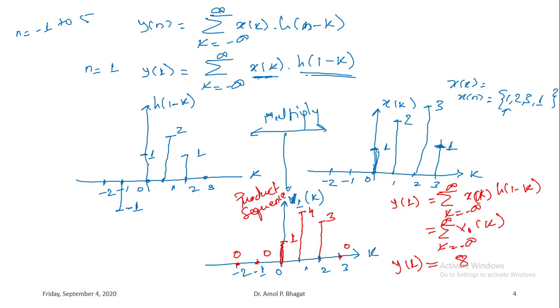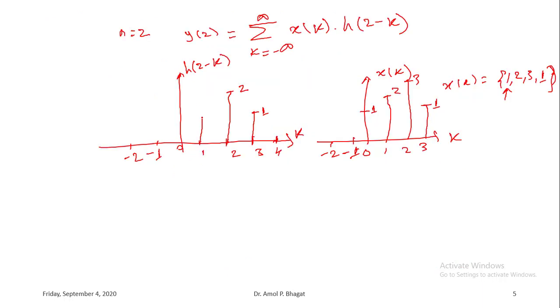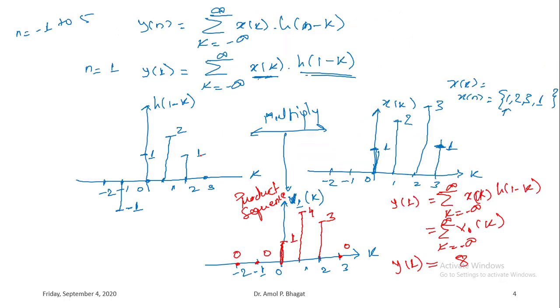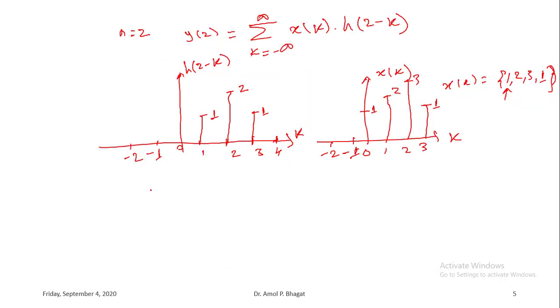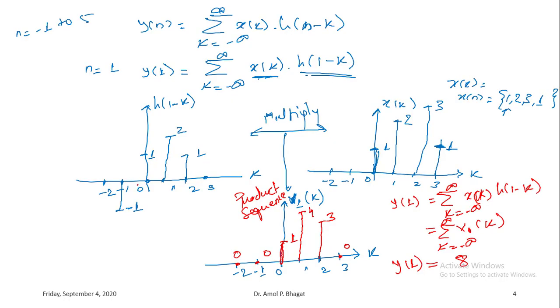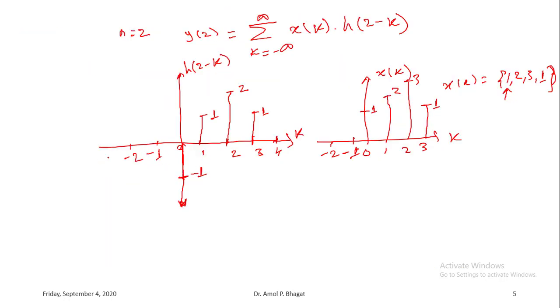So at 0 it is 1, so it will be at 1 now. At minus 1 it is minus 1, so it will be at 0 now. So it will be at 0, that value minus 1. Okay, so this is how you obtain h of 2 minus k simply by shifting h of 1 minus k to the right by one sample. Now again you will multiply these two sequences.